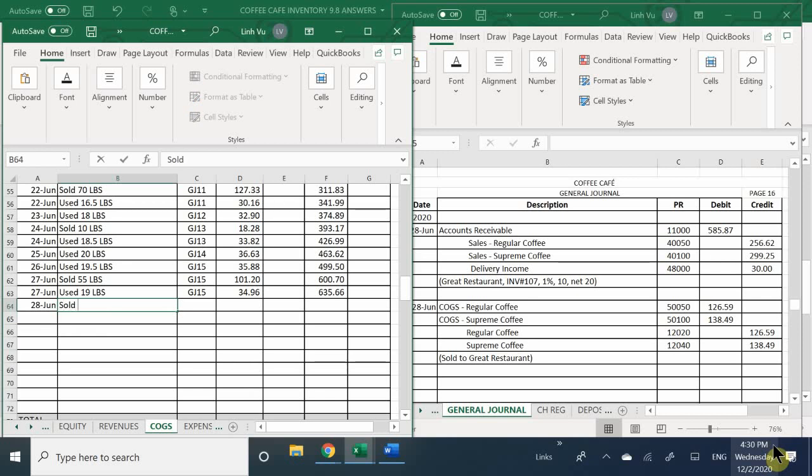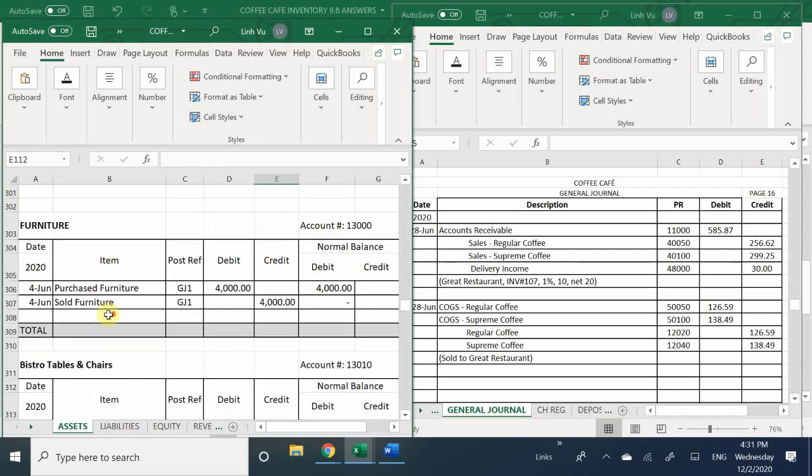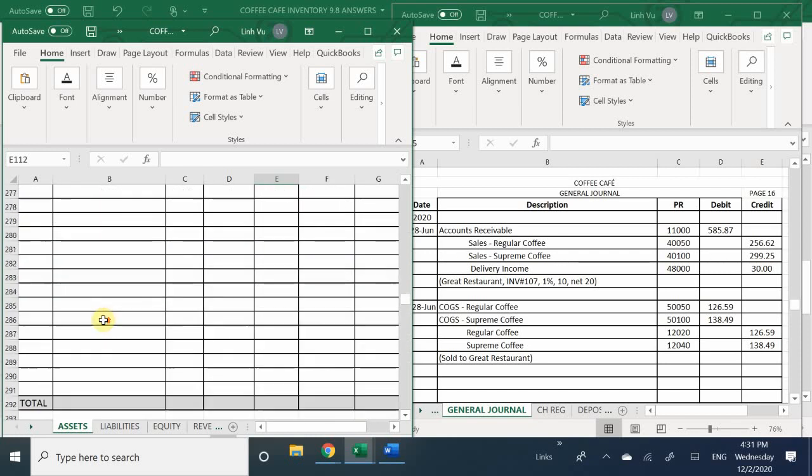So next, Supreme coffee, 628, sold 75 pounds. Journal 16, and that's for the 138.49, bringing that amount to $774.15. Good. And now we will go back to the assets, and we are looking for the 1220, the regular coffee.